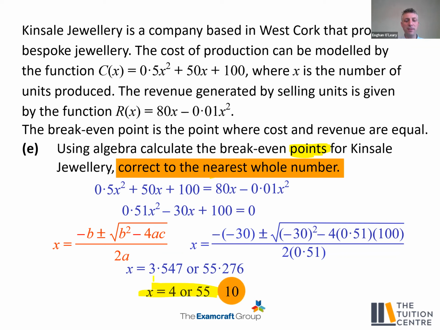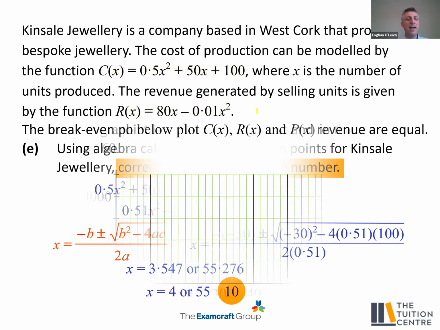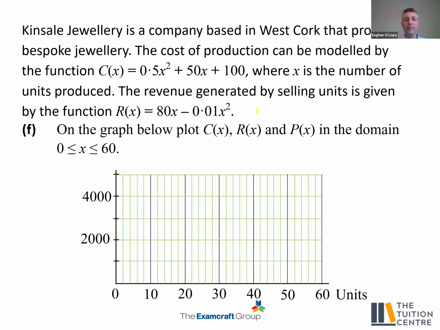And then the last part of this question, that was 10 marks, by the way. So again, by itself, that's a relatively easy 10 marks and could have been gotten without ever doing any of the other parts because you had these functions from the very start. And on the graph below, plot C of x, R of x, and P of x in the domain 0 less than or equal to x less than or equal to 60. My students would have heard me say this before.